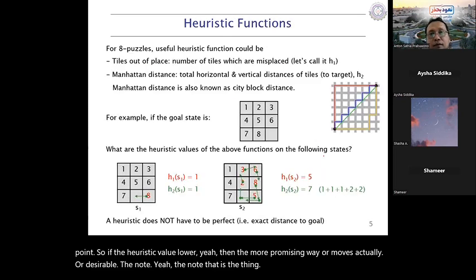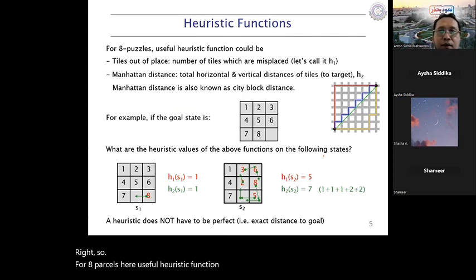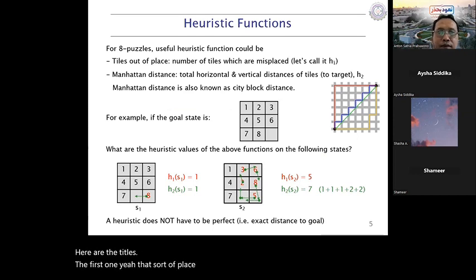So for the 8 puzzle here, a useful heuristic function could be, the first one, tiles out of place, or h1, the number of tiles which are misplaced. So h1, not hi.